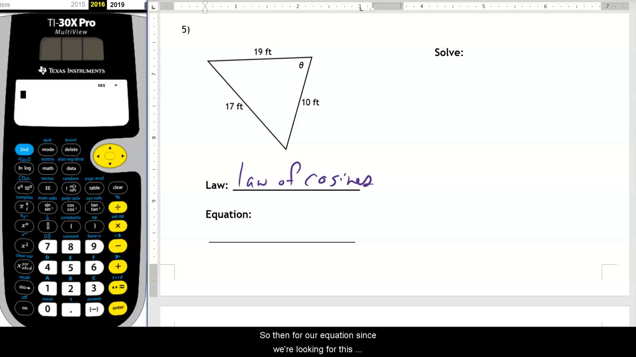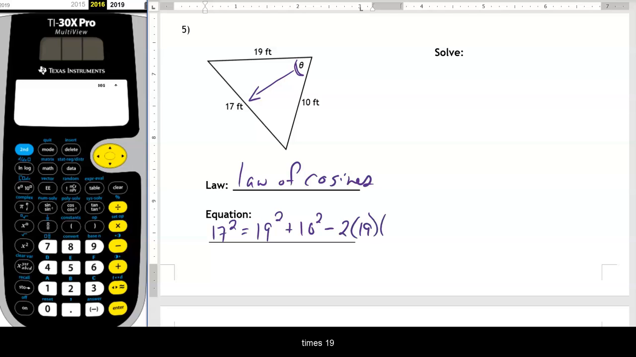So for our equation, since we're looking for this theta, which is across from the 17 feet, that 17 feet has to be on the left-hand side of our equal sign. That's going to be basically our a squared. So 17 squared will equal, and it doesn't matter which one you put in next, whether it's the 19 or the 10, I'm just going to do the 19. So 19 squared plus 10 squared minus 2 times 19 times 10 times cosine of the angle that we're looking for.